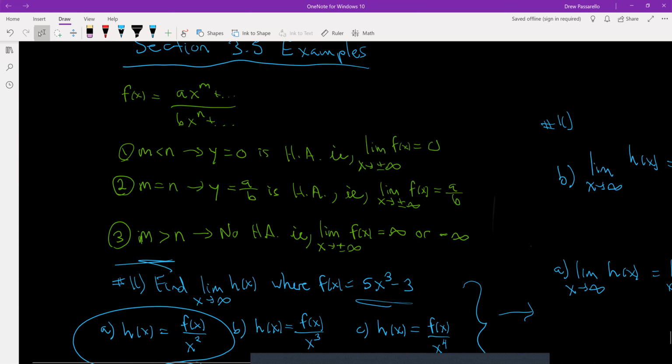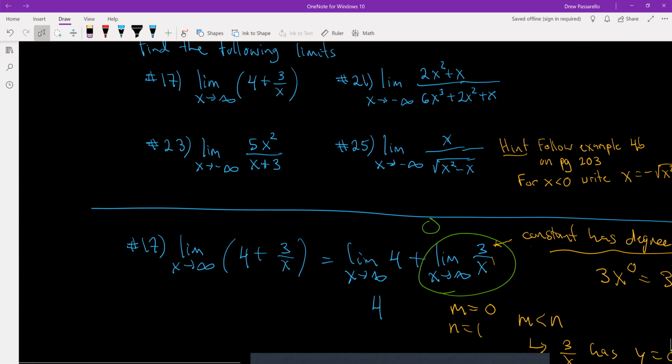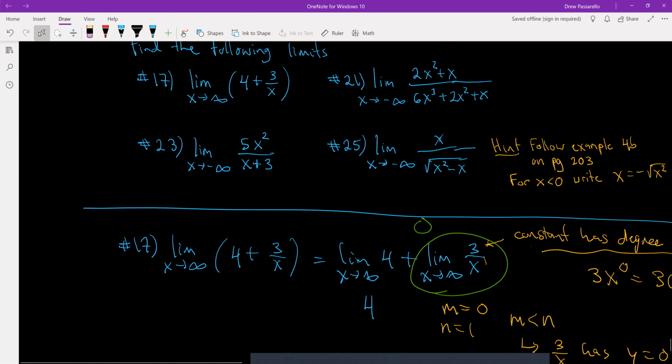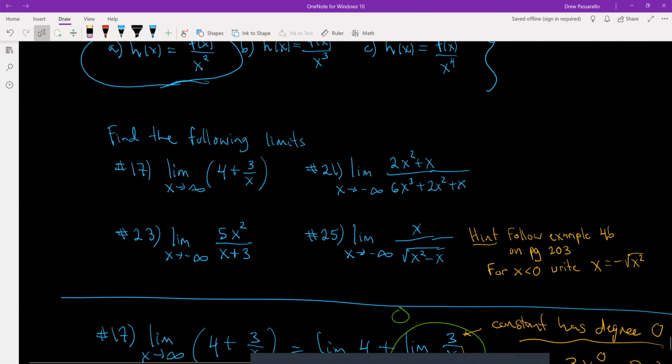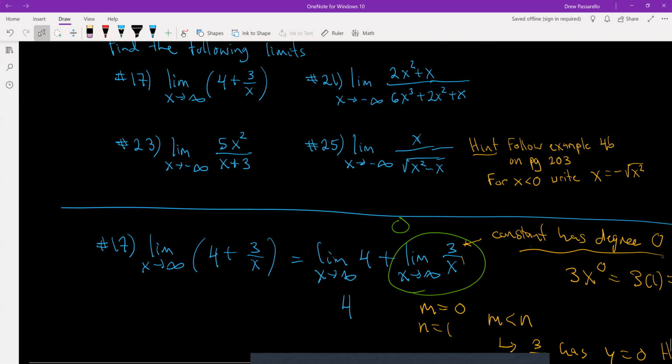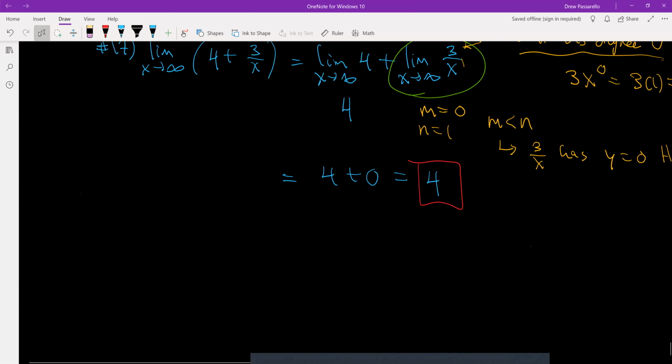It's just anytime you have just a constant or just a number as your whole portion for the top or bottom, that means the degree is going to be 0. So since it's 0 for the top and 1 for the degree on the bottom, that piece 3 over x has y equals 0 as the asymptote. All right, so that's that one. And now number 21.